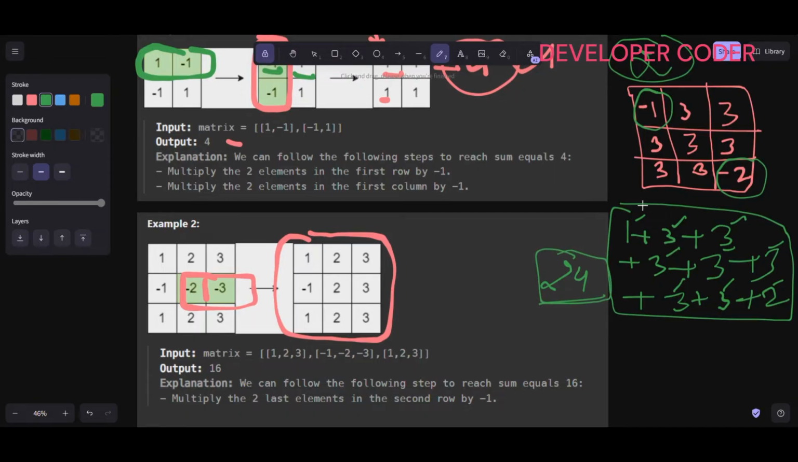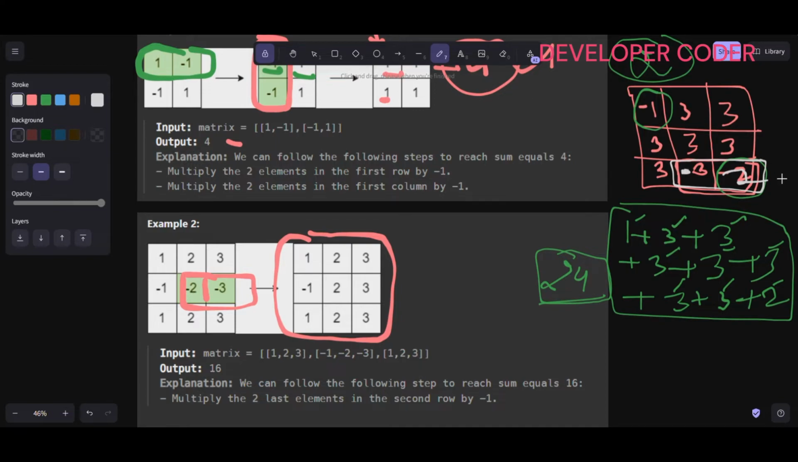Now we have two negative numbers. Whenever the count is even, I can make all the numbers positive. How am I going to do that? Let's do one thing. Here -2 and 3 share the same boundary, so the count is even. Now see what I'm going to do. I'm going to multiply both of these with -1, so this will become +2 and this will become -3.